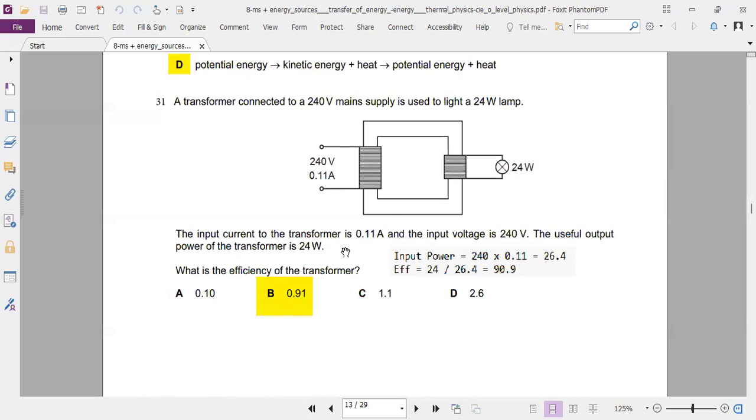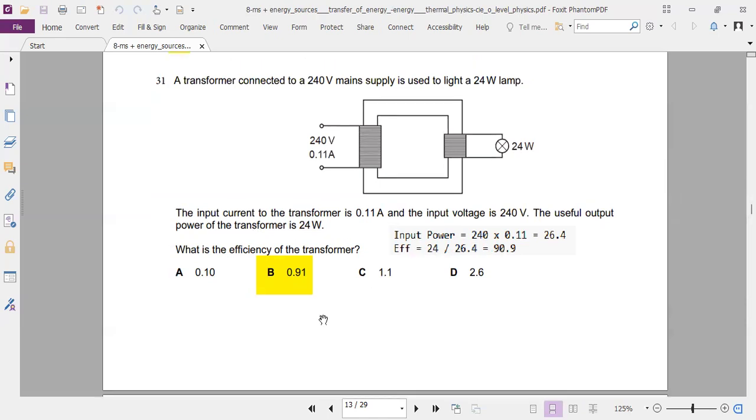A transformer question, but related to power. The input power is calculated as V times I, and that is this. The output power is given as 24. Useful output is 24 watts. Efficiency is output over input. Round it off.